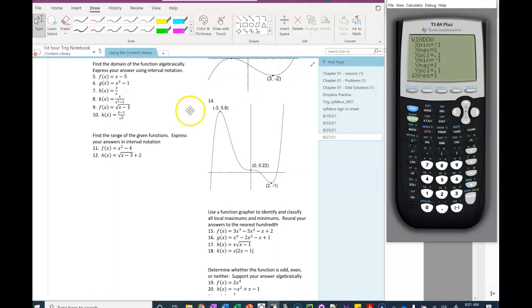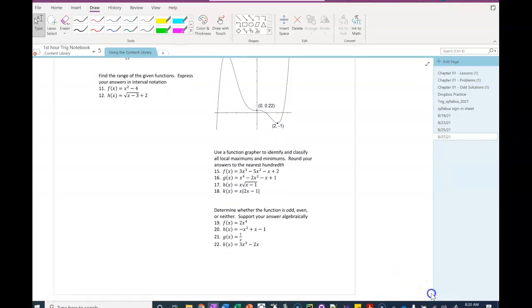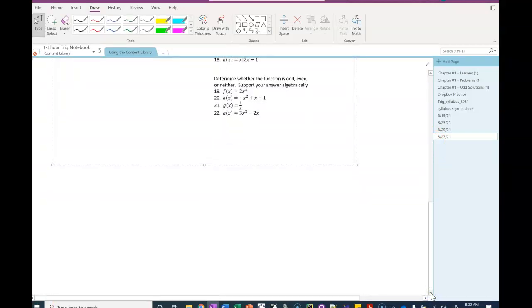Okie dokie. I need sections here of chapter 1. Today we're going to start in on section 5, which is about symmetry.